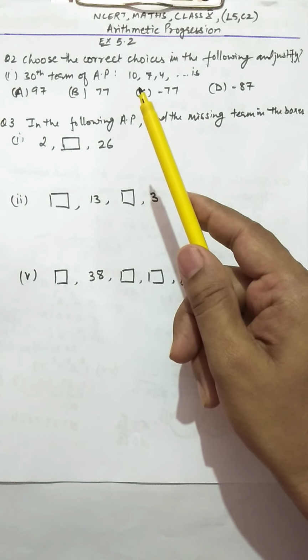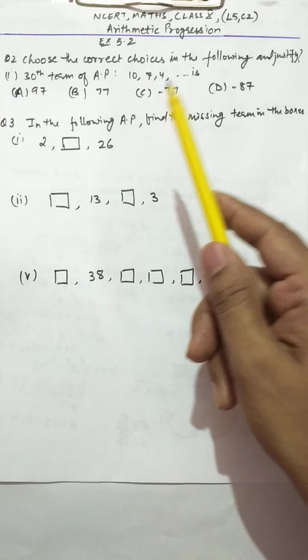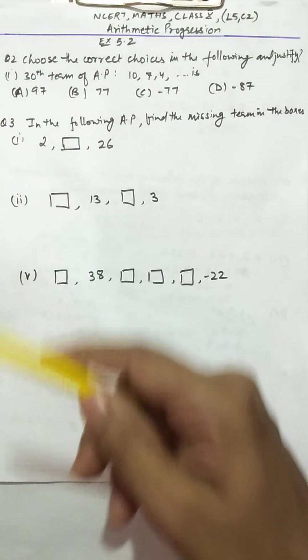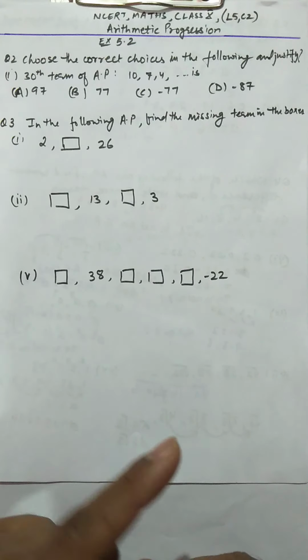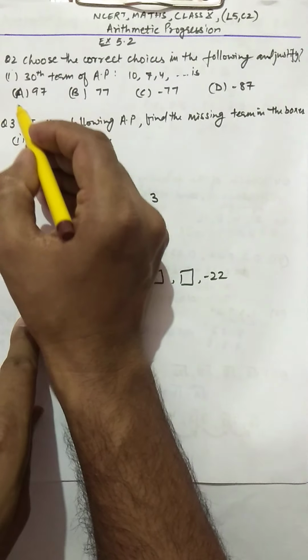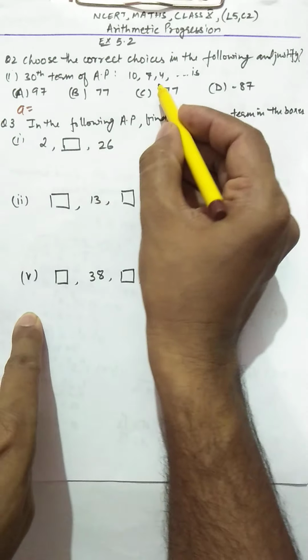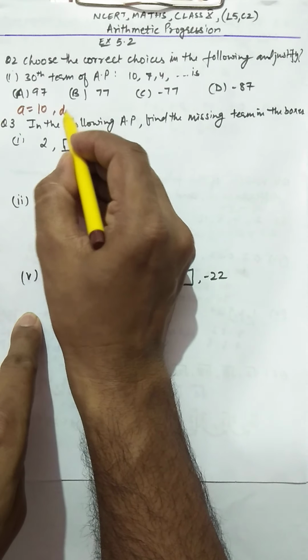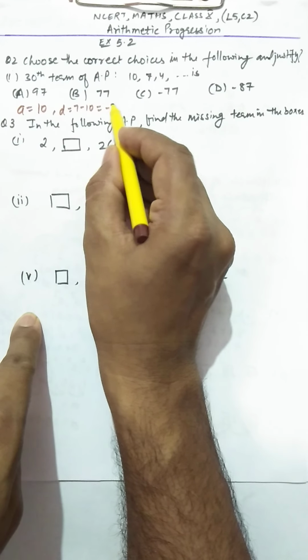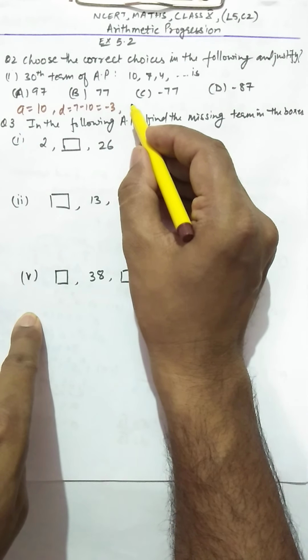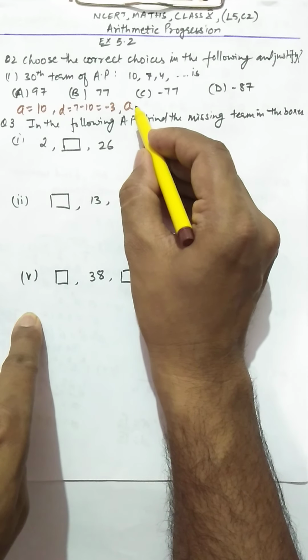The 30th term of the AP 10, 7, 4 is given, and the answer is 97. So they are actually asking what is the 30th term. So we can simply calculate now. We have a as 10 and d as 7 minus 10, so this is going to be minus 3. So you have to find a30.